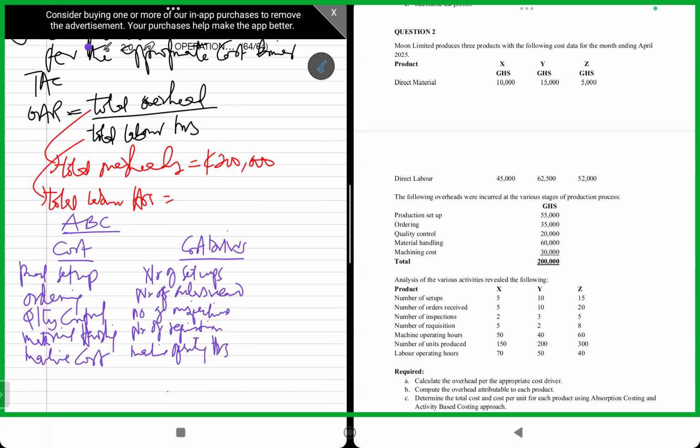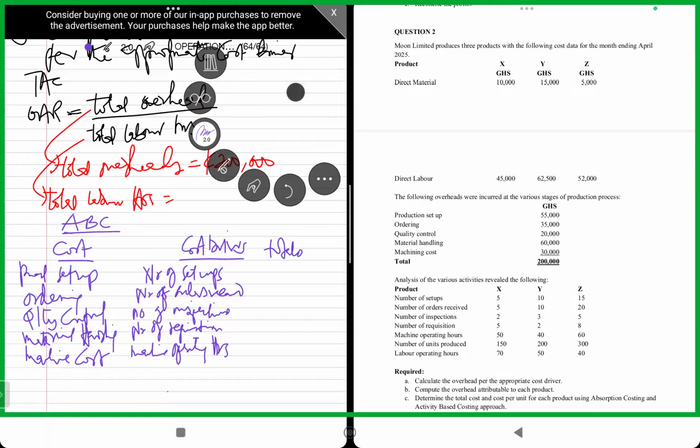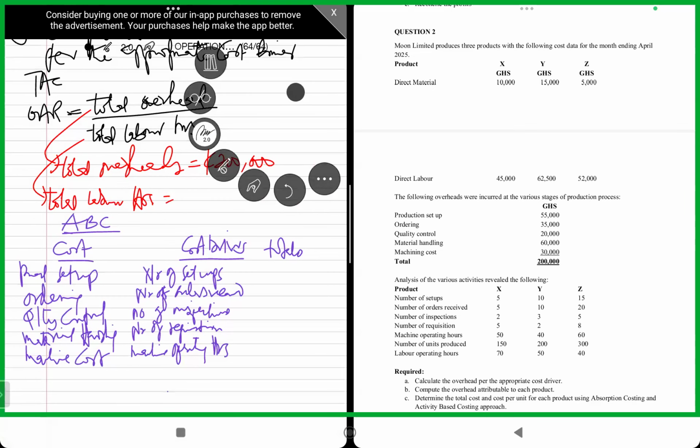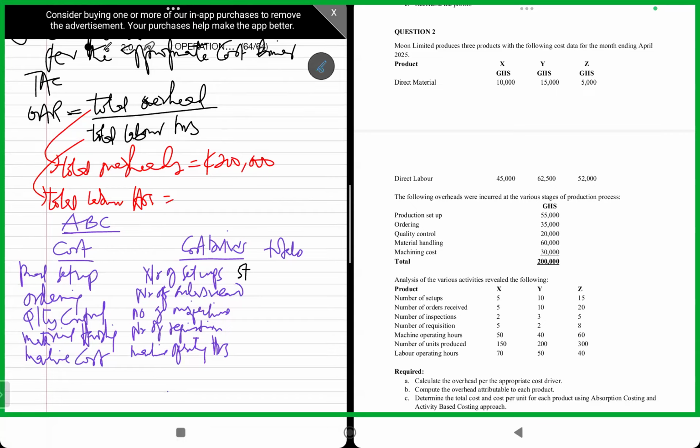Now, we have to find their totals. We need their totals. So what do we do? We'll go in here and pick number of setups, right? We have 5, 10, and 15, right? So 5 plus 10 plus 15. What do we have? 30. Now go to number of orders received. 5 plus 10 plus 20. What do we have? 35.